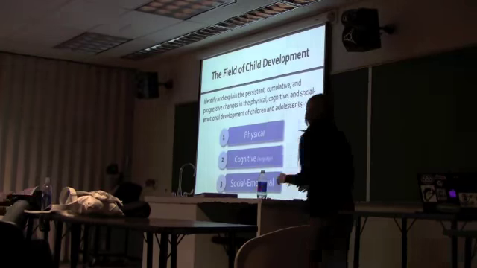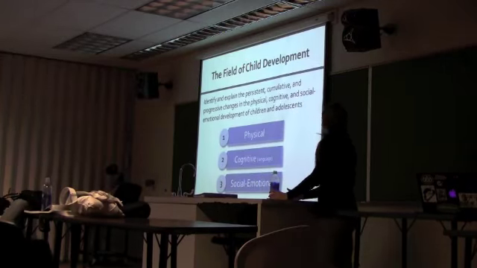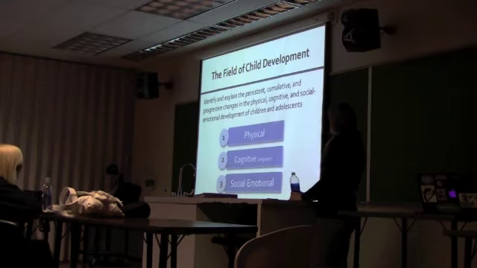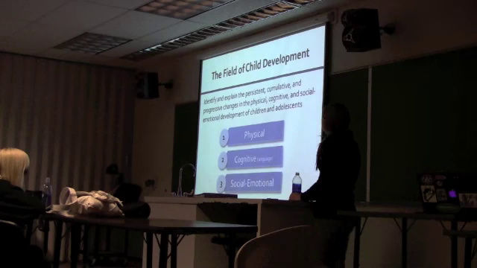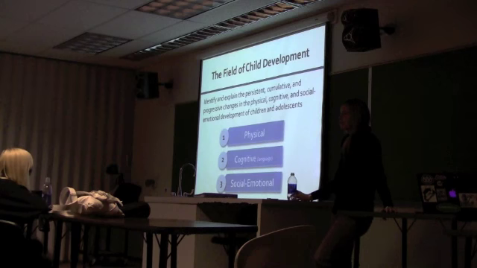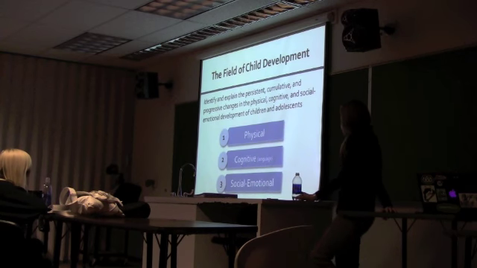So here we have identify and explain the persistent, cumulative, and progressive changes in the physical, cognitive, and social emotional development of children and adolescents. Okay? So what does that actually mean? What is that telling us? Let's start with persistent, cumulative, and progressive changes. What would a persistent, cumulative, and progressive change mean?